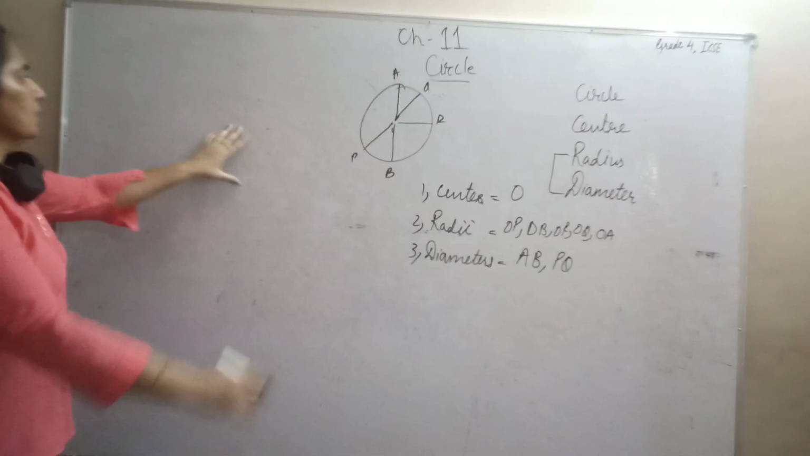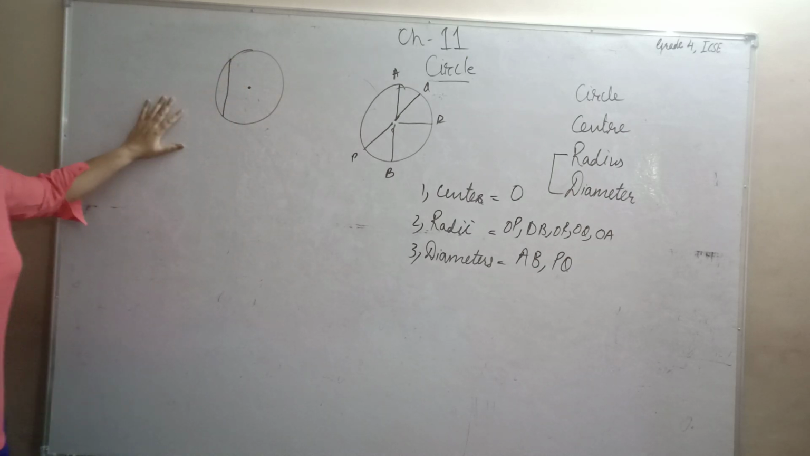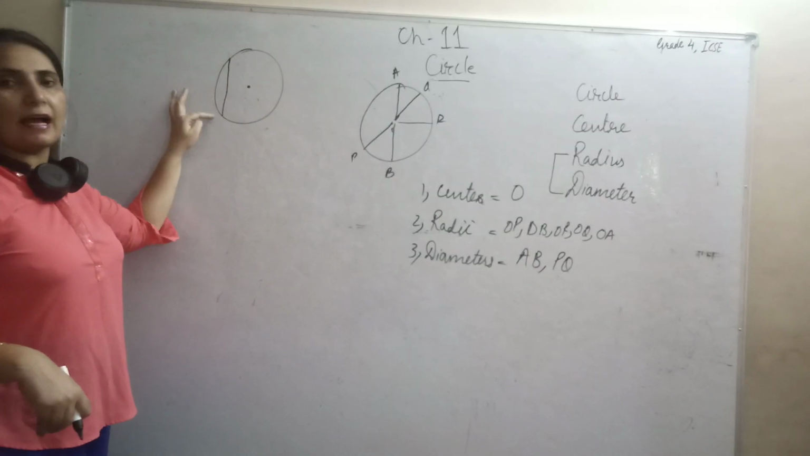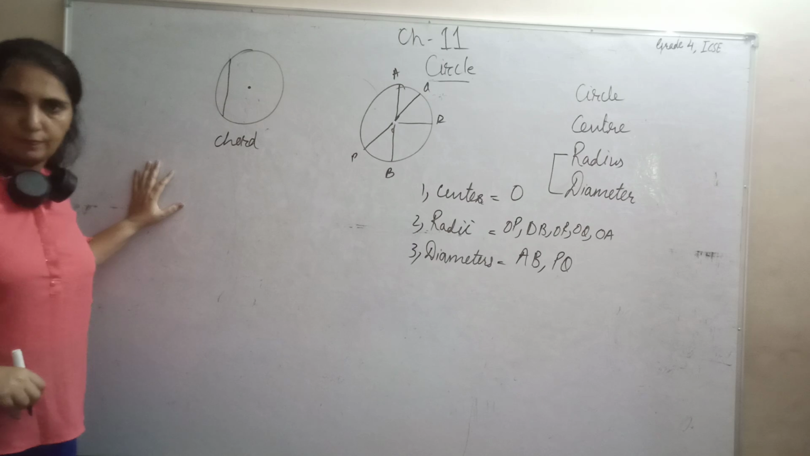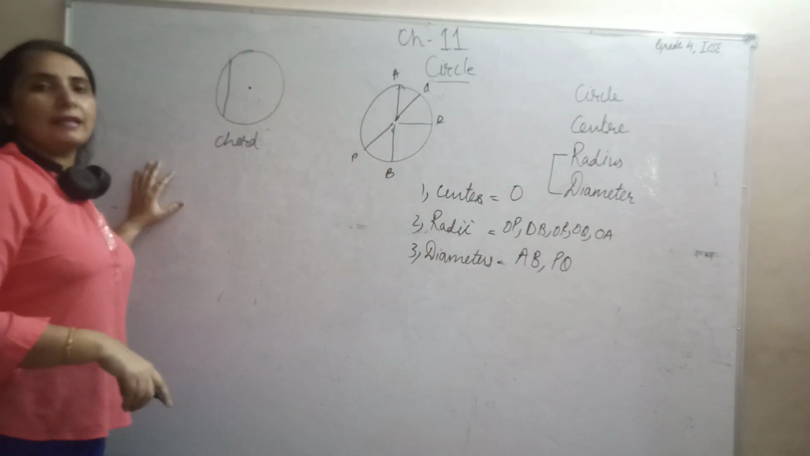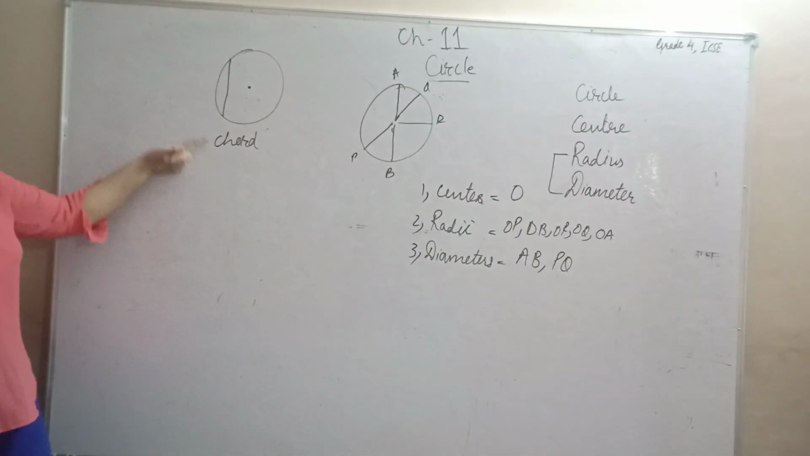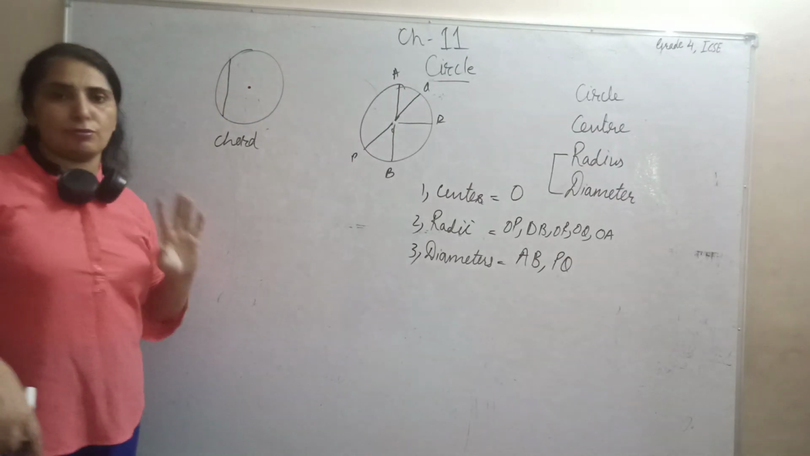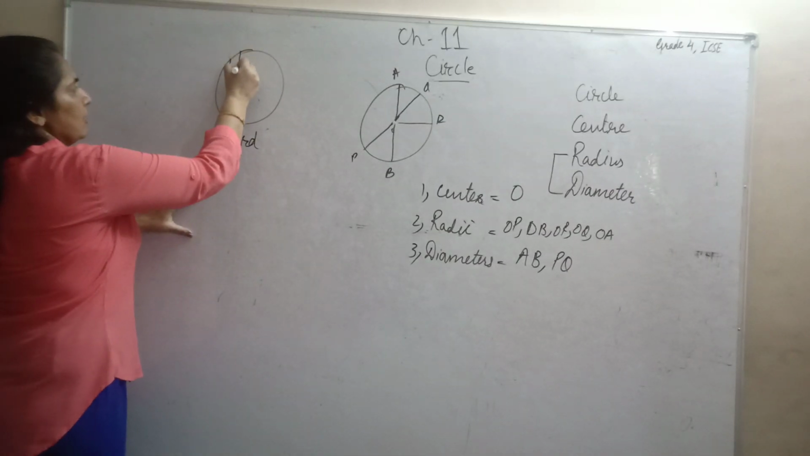So, in a figure, if another line is drawn which does not pass through the center, but its end points lie on the circle, that is called chord of the circle. Diameter was the line passing through the center of the circle and its end points lie on the circular body. Here in chord, end points of the line lie on the circle, but it is not passing through the center. It may or may not pass through the center. See, so many chords I am going to draw.